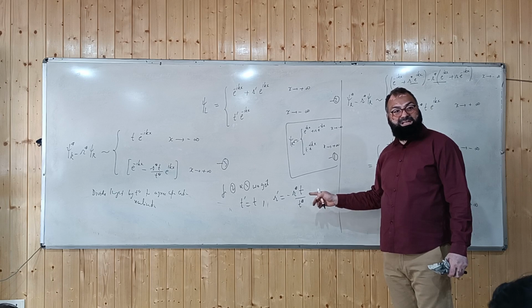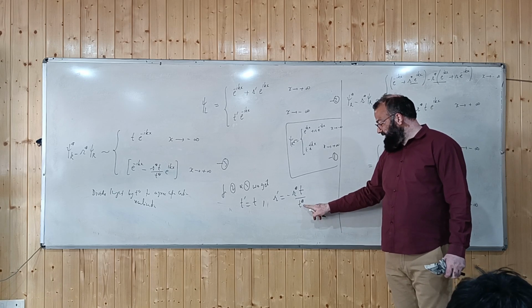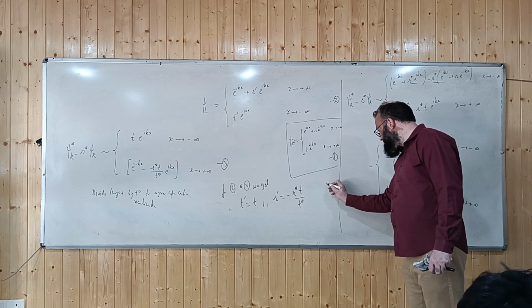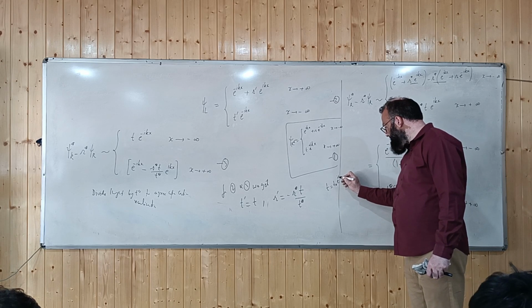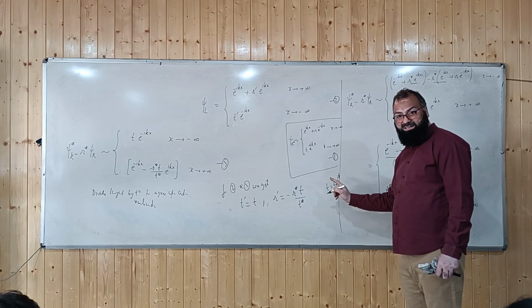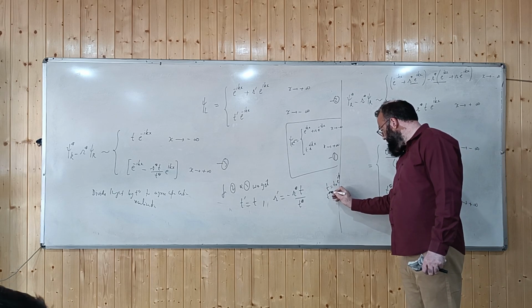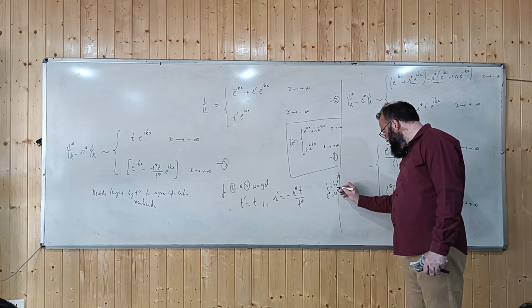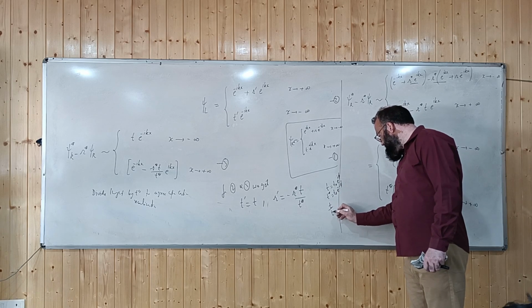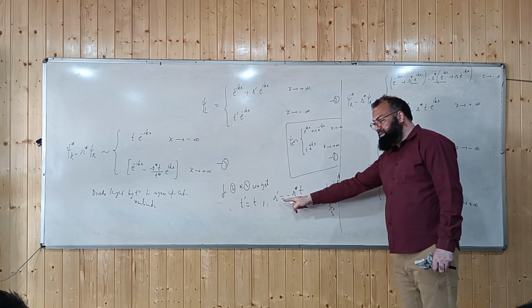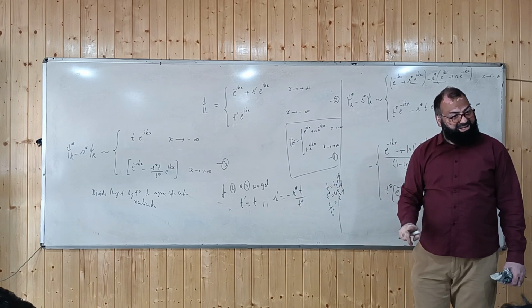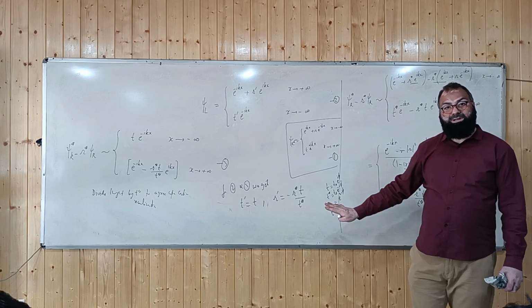T is equal to some t0 e raised to the power i phi. If I write t is equal to some t0, its magnitude, times e raised to the power i phi, just the complex representation, what will be t star? It is simply t0 e raised to the power minus i phi. Now let's divide the two, t by t star, so that will be e raised to the power 2i phi. So that means the reflection coefficient suffers a phase change. Got it? It's very important.